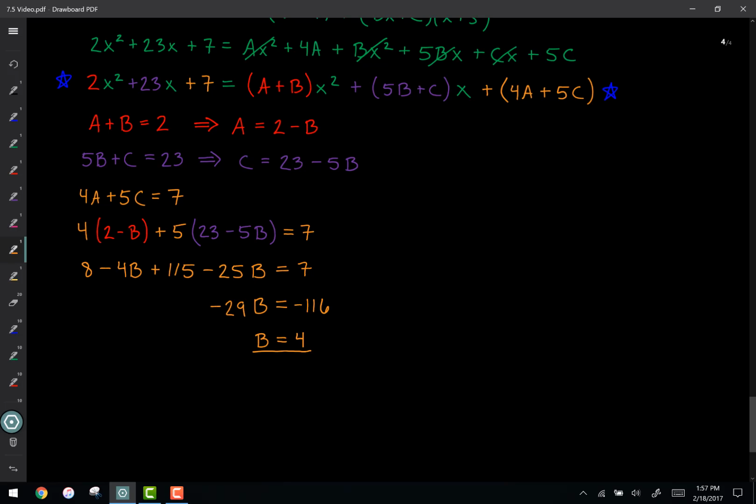Okay, so what are we going to do now? Well, I know that b is 4, and I know that a is 2 minus b. So this tells me that a is going to be 2 minus 4. So a is negative 2. I know what b is, so from the purple, I know that c is going to be 23 minus 5 times b, which is 4. So this tells me that c, helps if I write it, c is 3.